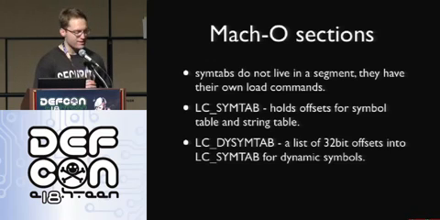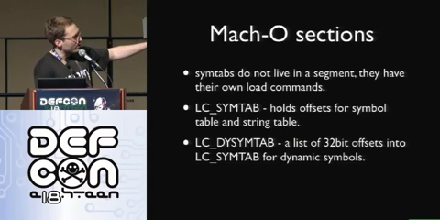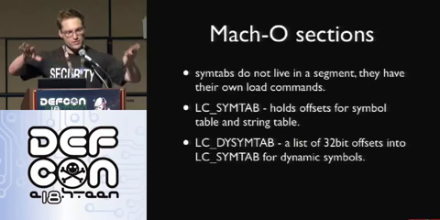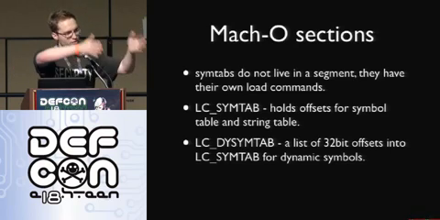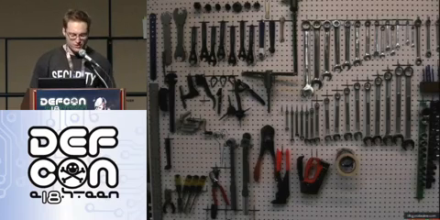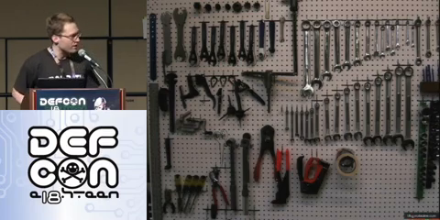And there's also a dysymtab. So the dysymtab in Mach-O, which describes how dynamic functions work, that's actually just a list of offsets into the symtab. So on ELF you have two separate tables. On Mach-O you have one table, and then you have a set of indexes into that table for things that are exported.